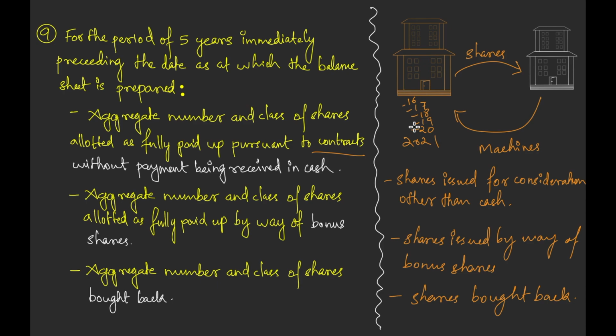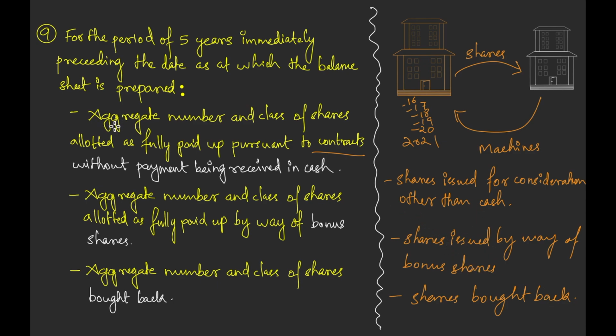So up to 2016, we should provide details of shares issued for consideration other than cash, shares issued by way of bonus shares, and shares bought back by our company. These details should be in aggregate.